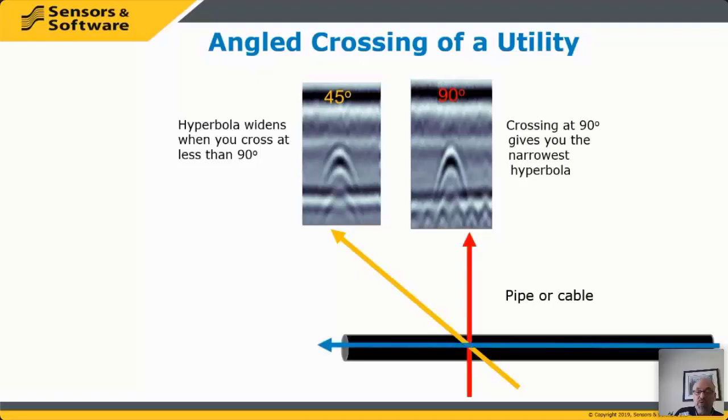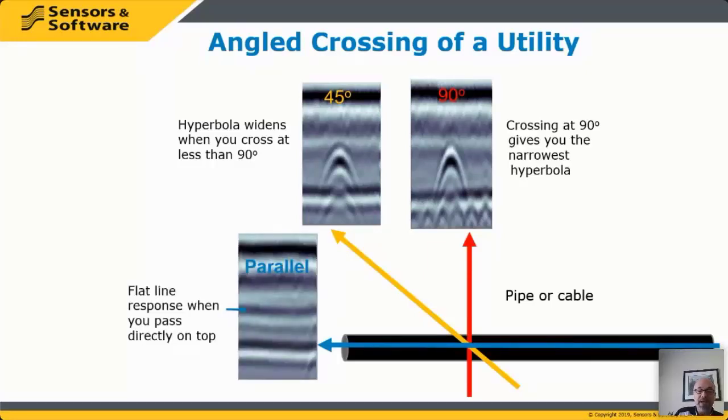And if you run a line right along the top of a utility, this is a tricky one in terms of people understanding what's happening, but you end up with a flat line. And the way that happens is, just remember, the GPR is always the same distance away from the pipe or the utility when you walk right along the top of it. It's always at the same depth. Now, if that utility was sloping, you would see the slope. It wouldn't be a flat line.